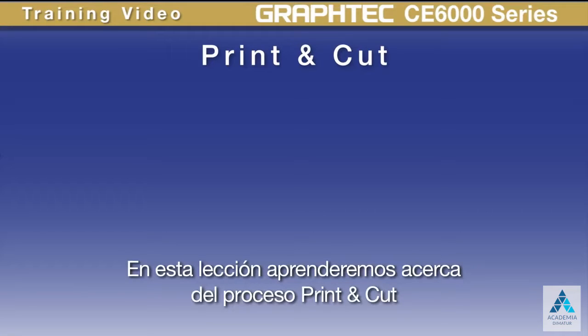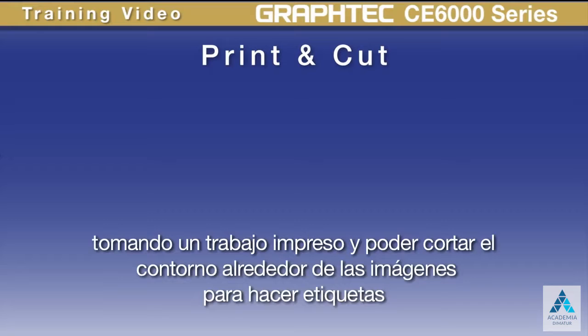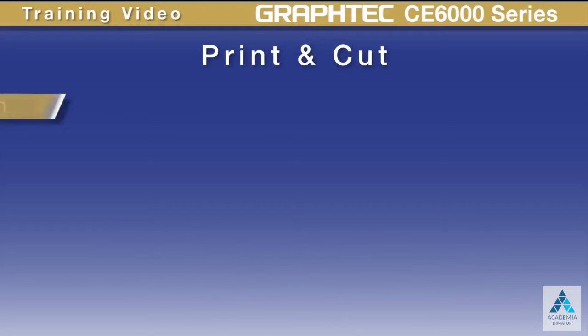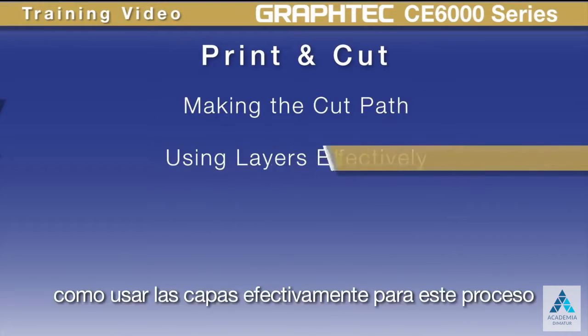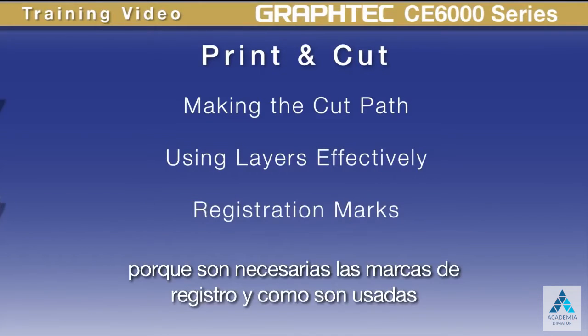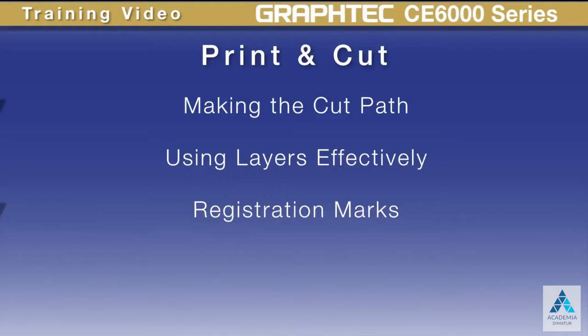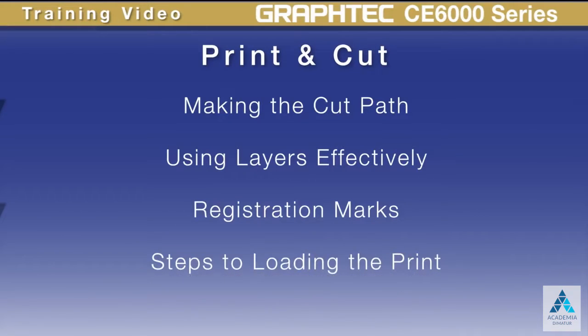In this lesson, we'll learn about the print and cut process, taking a print off your printer and having the CE6000 contour cut around the images on the print for making decals. We'll cover how to make a contour cut path, how to use layers effectively for this process, registration marks, why they are needed and how they are used, and then the steps required to load the print onto the cutter.